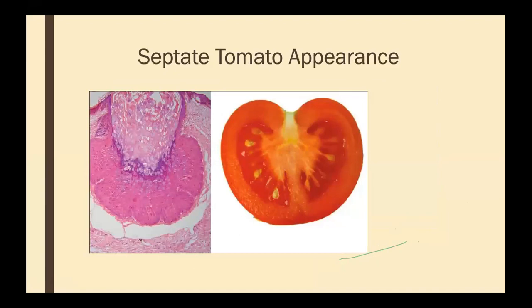Okay, septate tomato appearance. What do you think? Very classical. Yes, absolutely right. All of you are right. Molluscum contagiosum. Both these, what you see, the epidermal invagination and the numerous eosinophilic viral inclusion bodies all the way going up, are very classical for molluscum contagiosum. Well done all. And that helps you with most of the histological part.